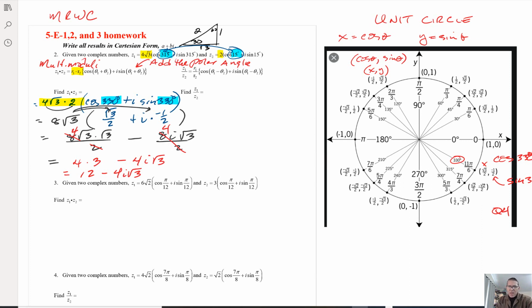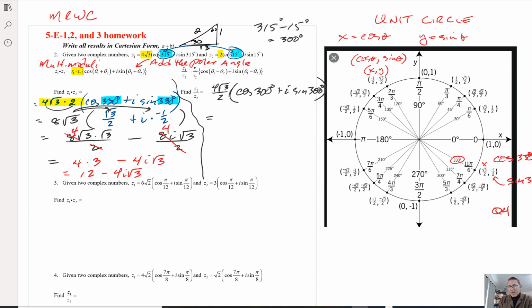So whenever you multiply complex numbers in trig form, you multiply their moduli and you add their polar angles. Now, when you divide numbers in complex form, you divide their moduli, r1 divided by r2, and you subtract their polar angles. So here we go. So z1 divided by z2 is equal to the first modulus, 4 root 3 divided by 2, times the cosine of the difference. Now 315 minus 15 is obviously 300 degrees. So I take the cosine of 300 degrees plus i times the sine of 300 degrees, and then I simplify it.